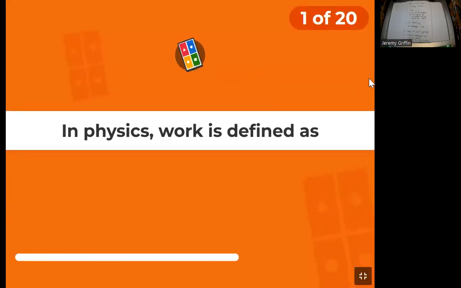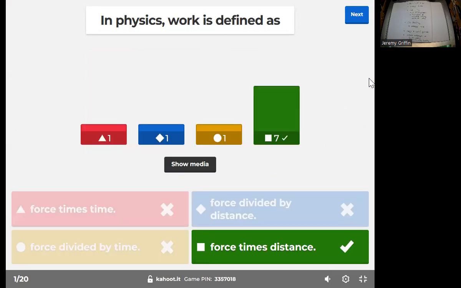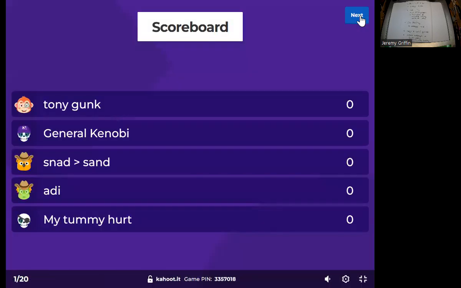All right, work is defined as... I think it's the first definition I gave you. Yeah, there you go. Force times distance. And that would be a transfer of energy. Force times distance.